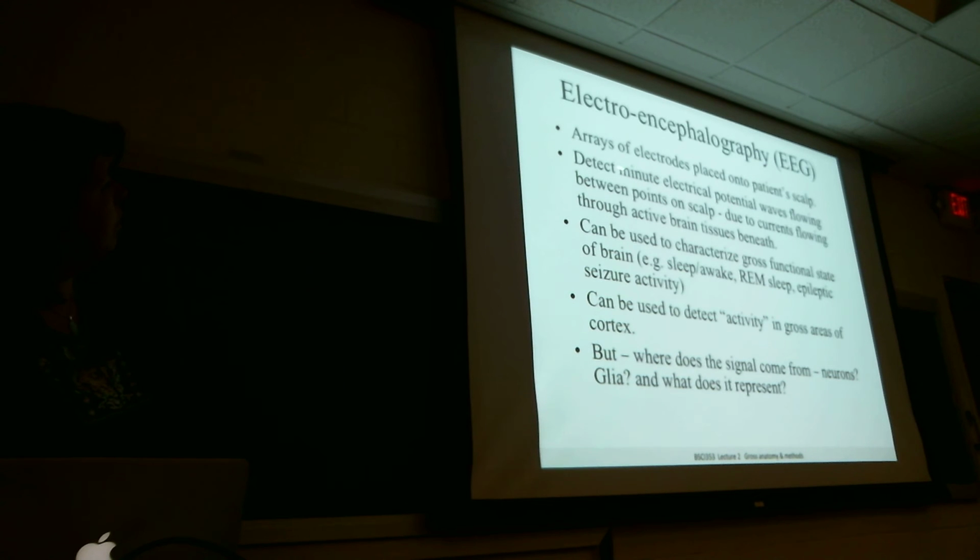So you have arrays of electrodes, and you're directly detecting electrical potential. It can be used to determine sleep-wake states, REM sleep, and seizure activity in particular.